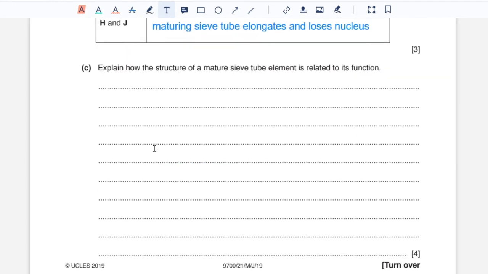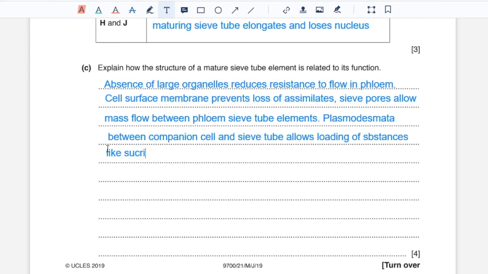C. Explain how the structure of a mature sieve tube element is related to its function. So the sieve tube element does not have any nucleus, vacuole, or really any large organelles, which reduces the resistance to flow of the phloem sap. The pores in the sieve plate allow phloem sap to flow between sieve tube elements, and the intact cell surface membrane of the phloem sieve tube prevents loss of assimilates, since the cell membrane controls the movement of substances, and plasmodesmata between sieve tube element and companion cells allow loading and unloading of assimilates like sucrose.